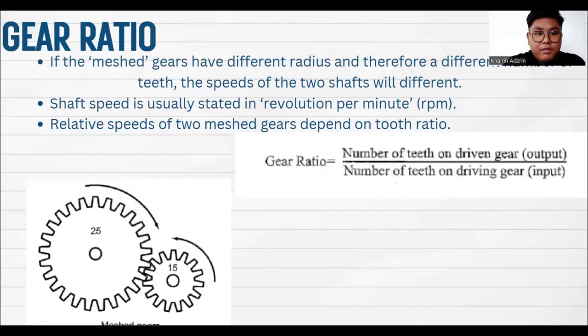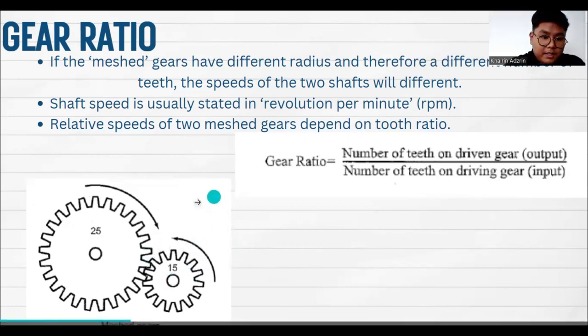Gear ratio. If the meshed gears have different radii and therefore a different number of teeth, the speeds of the two shafts will differ. Shaft speed is usually stated in revolutions per minute, also known as RPM. The relative speed of two meshed gears depends on the ratio. The calculation for gear ratio is the number of teeth on the driven gear as an output divided by the number of teeth on the drive gear as an input. This is an example of the measured gear.